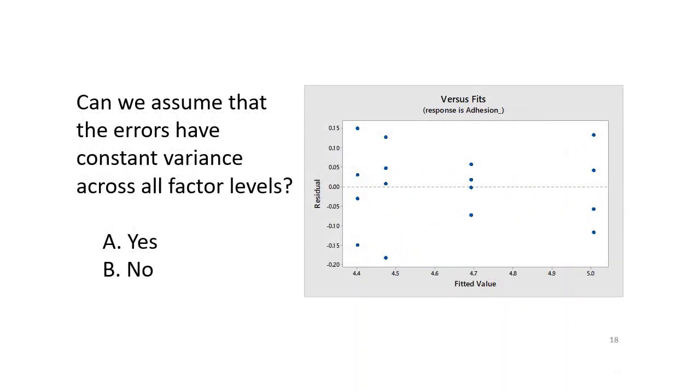The third assumption states that the variance, or spread, in the errors across all factor levels is constant. To check this assumption, we can plot the residuals versus the fitted values. The scatter of the points around the line should be similar across all factor levels, and no unusual patterns in the points should appear. So can we assume that the errors have constant variance across all factor levels?